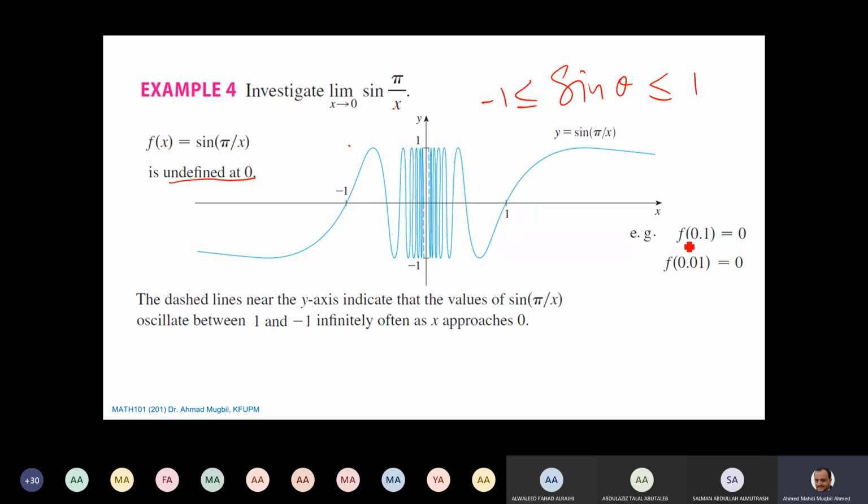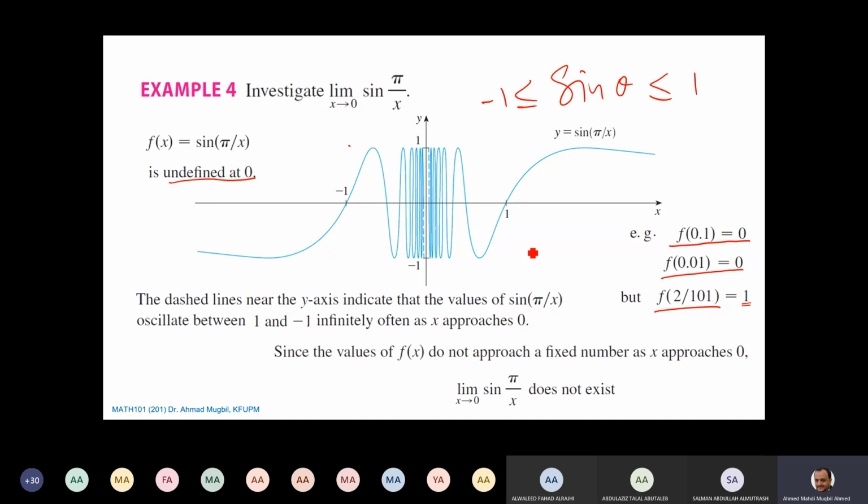So, for example, look at f at 0.1, it is 0. F of 0.01, it is 0. If you take another value, for example, 2 over 101, you will see that the value of the function is 1. So sometimes it will be 0, sometimes it will be 1, sometimes it will be a half. So it will be oscillating between -1 and 1. It can take any value when you are so close to 0.